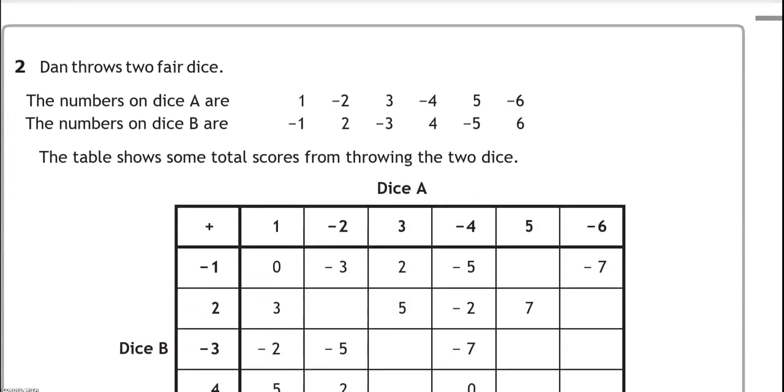Dan throws 2 fair dice. The numbers on dice A are 1, -2, 3, -4, 5, -6. The numbers on dice B are -1, 2, -3, 4, -5, 6. The table shows some total scores from throwing the 2 dice.